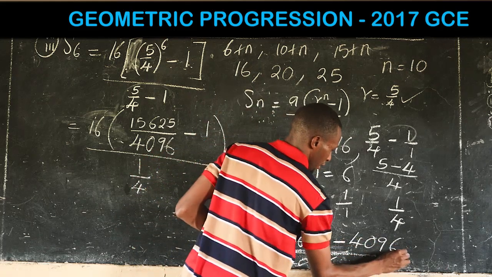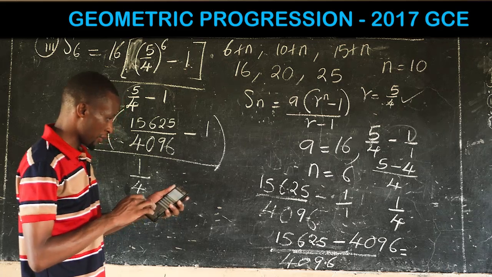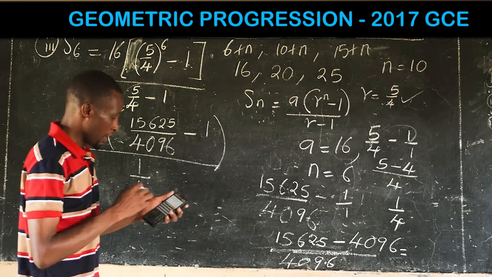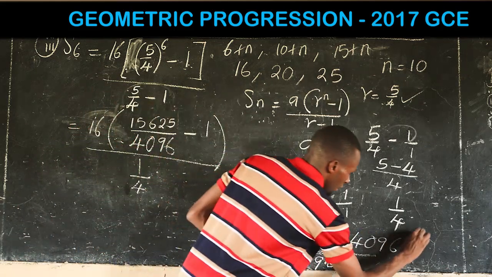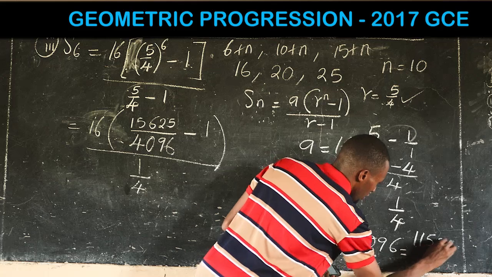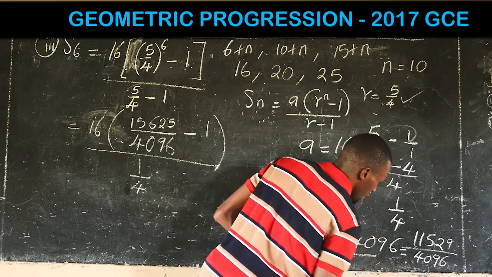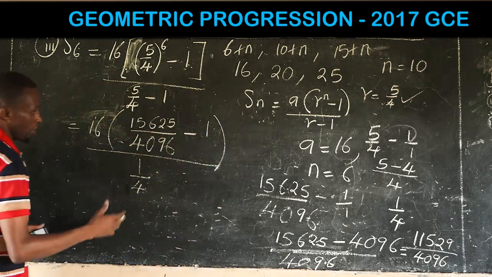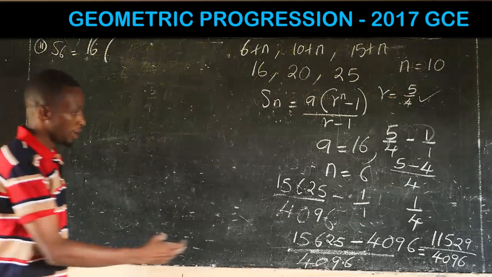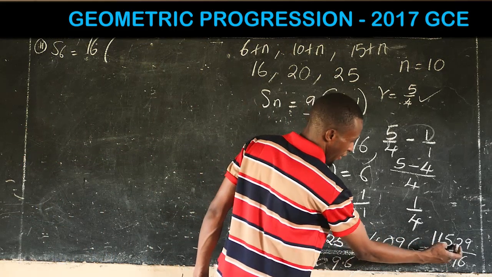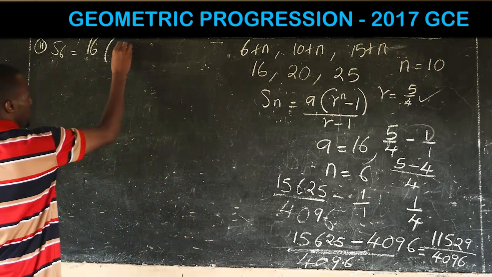When we subtract 15,625 minus 4,096, this will give us 11,529 divided by 4,096. So that is our value there, which we are supposed to write here. The 11,529 divided by 4,096, that's the number that we're going to have here.